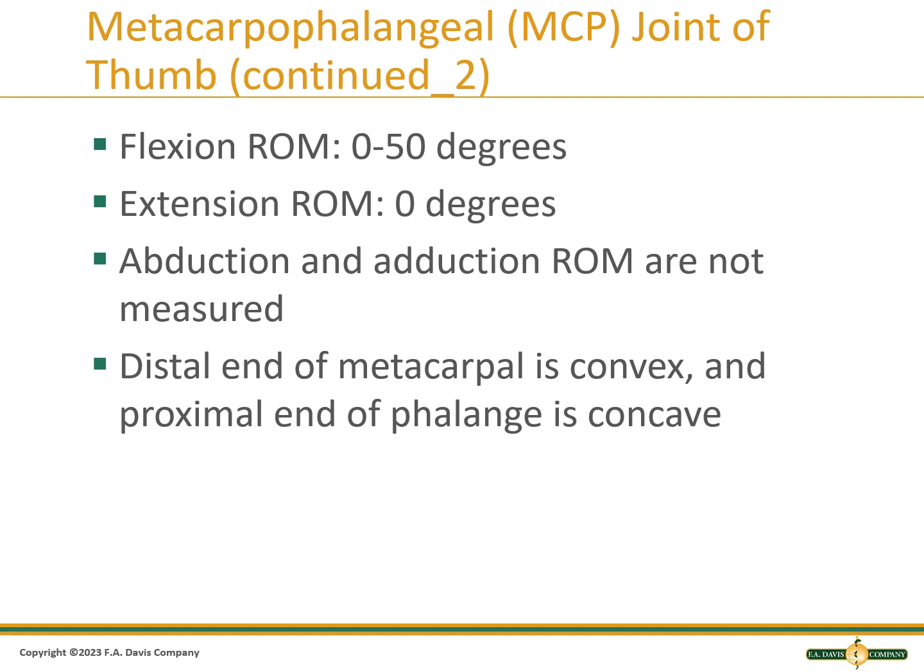but the MCP joint of the thumb, remember we have flexion and extension, so we have 0 to 50 degrees of flexion, 0 degrees of extension coming back to that neutral position. Ab and adduction aren't measured because we don't have ab and adduction of the MCP of the thumb. We only have those of the MCP for digits 2 through 5. The distal end of the metacarpal is convex and the proximal end of the phalanx is concave.